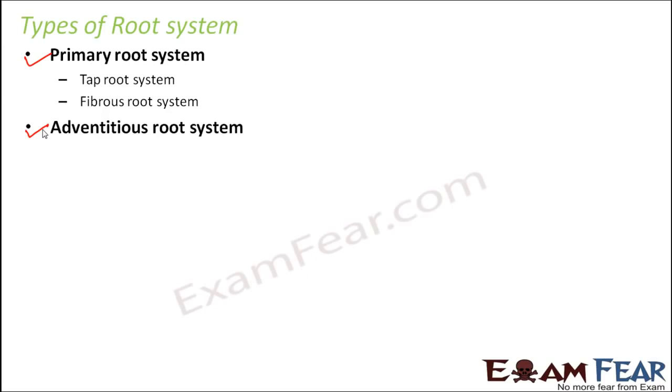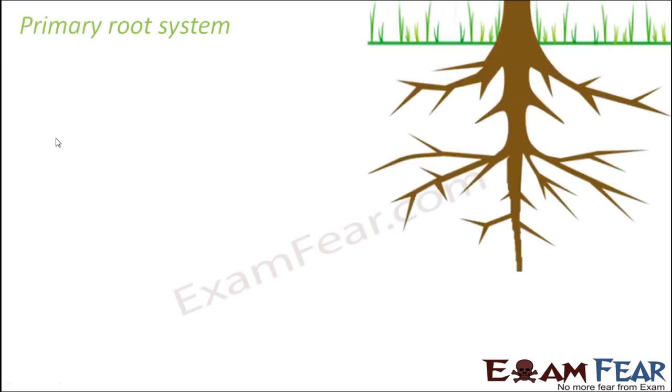Now how the root systems are classified into these types, we will see as we talk about each of them. So first we will talk about the tap root system, then we will talk about fibrous root system, and then finally we will talk about adventitious roots. So let us start with the primary root system. What is the primary root system? Here, when I talk about root system, it is made up of roots. So it is formed by the roots and its branches.